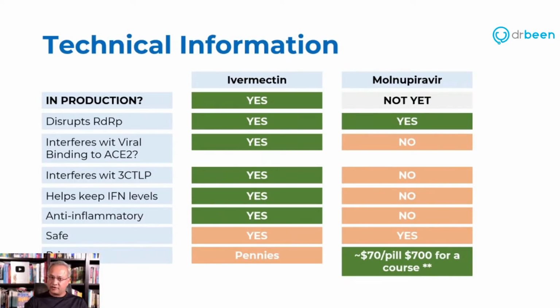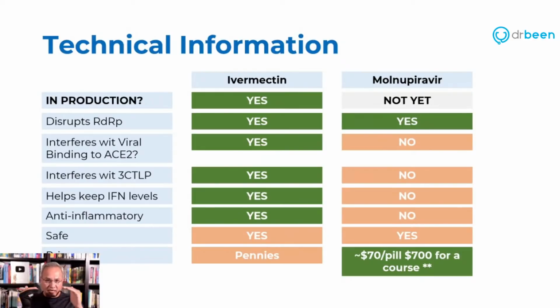Helps keep the interferon levels strengthened? This side yes, that side no. Is anti-inflammatory as well, nuclear factor kappa B? This side yes, and that is why we use it for scabies and other such things. And the other side no.